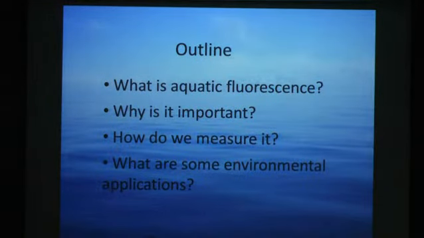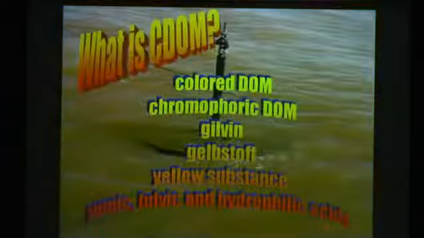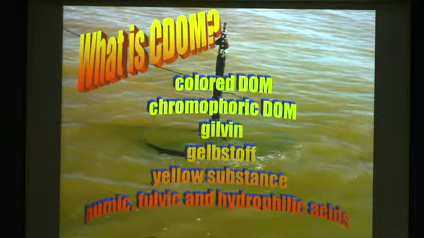So I'm going to talk about what it is, why it's important, a little bit about how we measure it, but not really many details, and then just give you a few examples from various environments that we've studied over the years. So what is it? It's colored dissolved organic matter, CDOM, colored DOM. Some people get fancy and call it chromophoric because that just means it bears color.